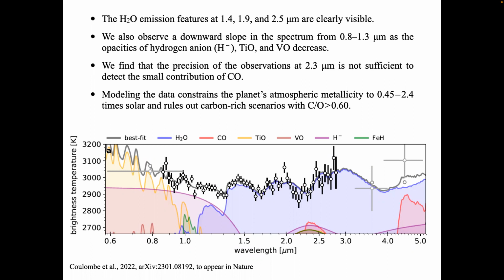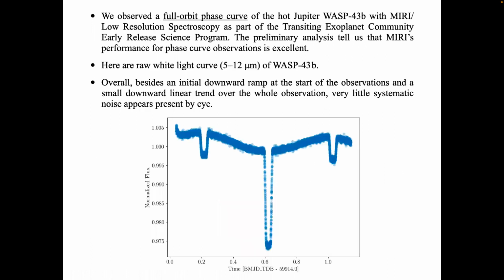So we observed the three emission features due to the water, at 1.4, 1.9, and 2.5 microns, very nicely. And also we observed the downward slope of the spectrum, due to the decreasing of this strong absorber in the blue part of the spectrum, due to titanium oxide and other absorbers. So that's also very nice.